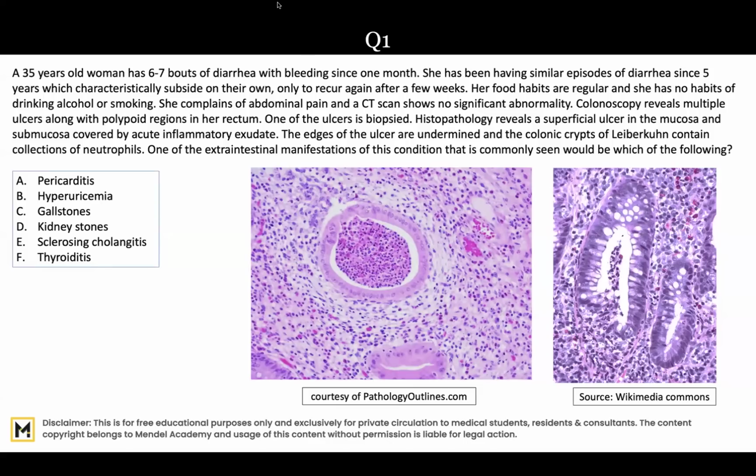So we have two answers already. I'm not going to dwell too much on these things. Once the recording is done, you can obviously find out. But I must say that almost everyone is picking option E, which is sclerosing cholangitis, which is the correct answer. Good.